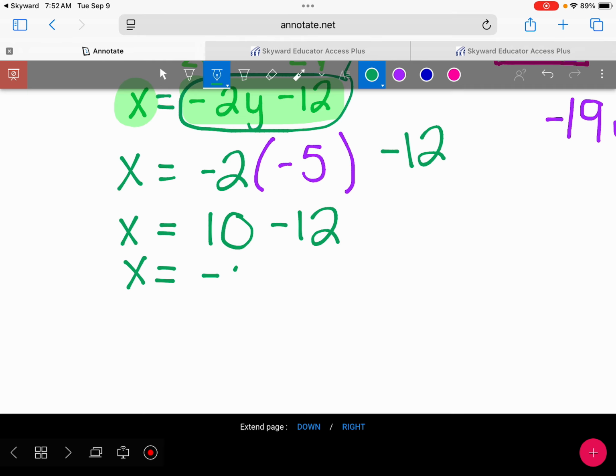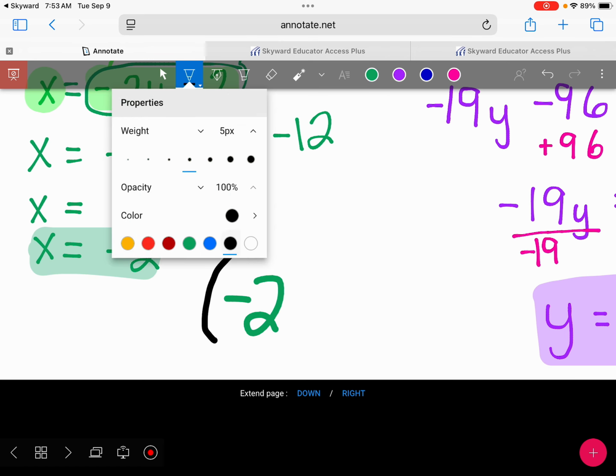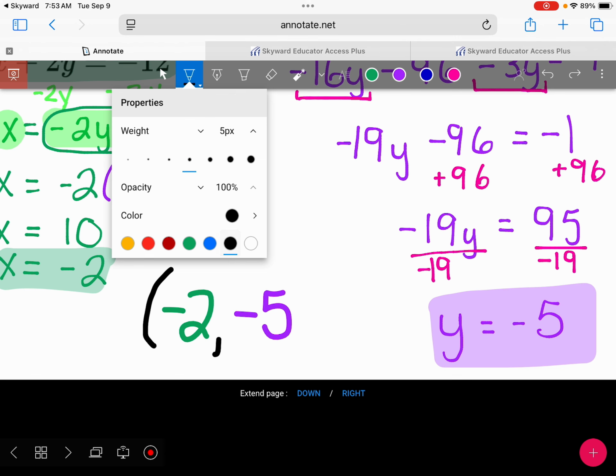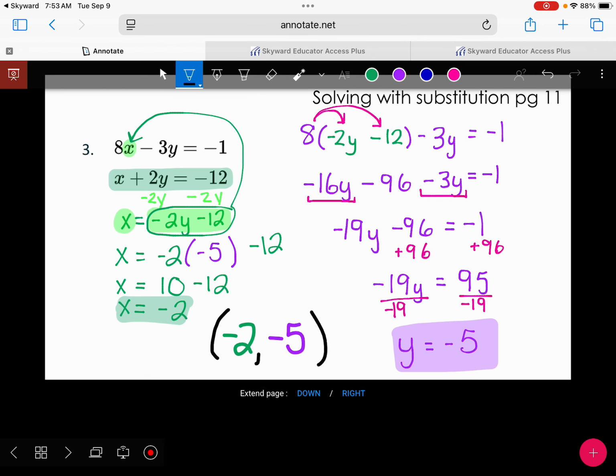Negative 2. So our solution to this system, the point where they cross, is going to be the point negative 2, that was my x, and my y, which is negative 5. So we're still finding that point where they cross.